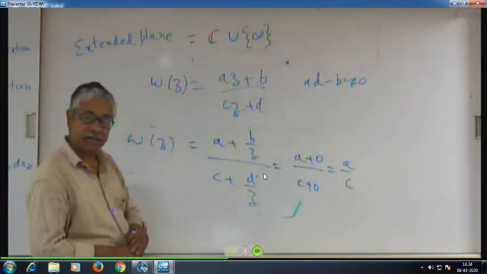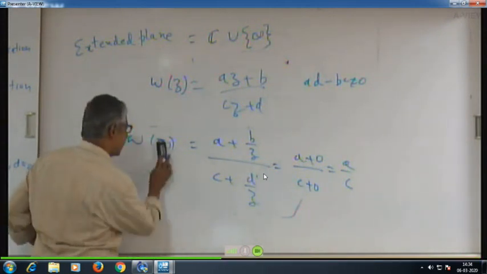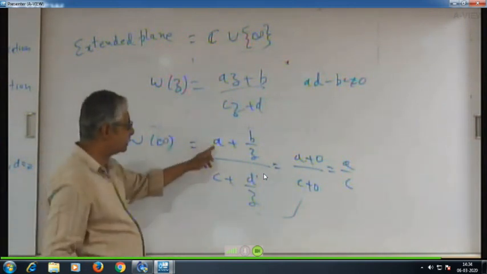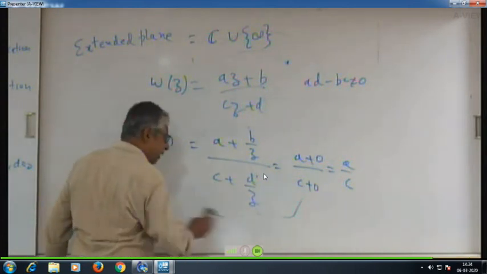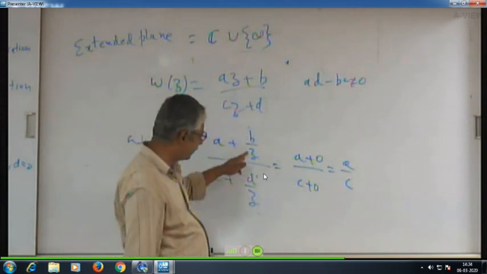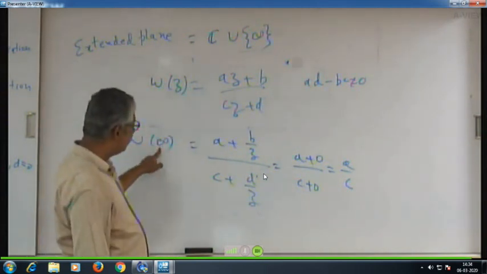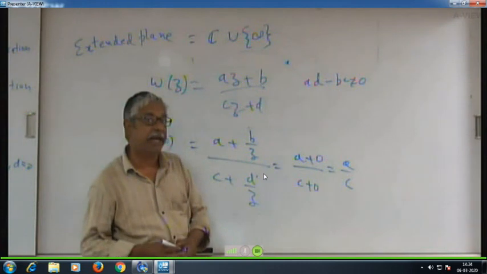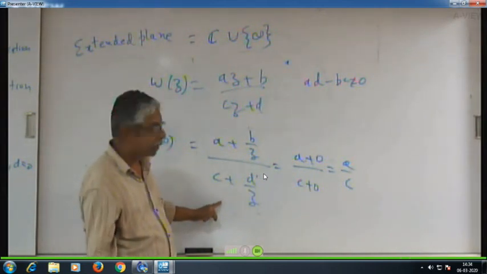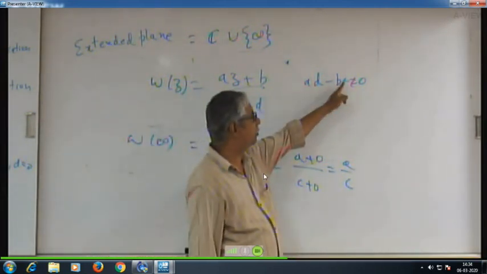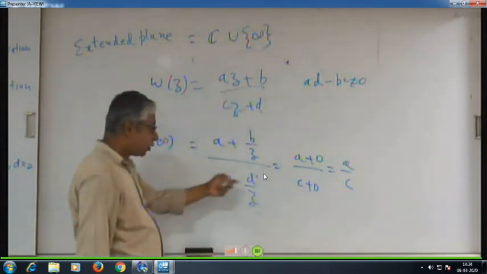So this is a beautiful answer. If you write it properly, w of infinity is (a plus b by z) divided by (c plus d by z), where I substitute infinity for z. So this will be 1 by infinity, which becomes 0, and we get a by c. That means under this bilinear transformation, infinity will end up at a by c. A by c is a finite number, unless c is also 0. But both c and d cannot be 0, that we know already, because ad minus bc is not 0. If c and d both are 0, this will become 0. That's one of the reasons why I picked up this condition at the beginning. So both cannot be 0.